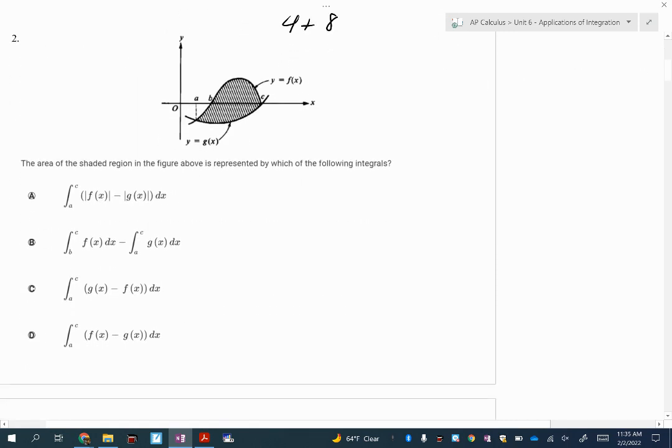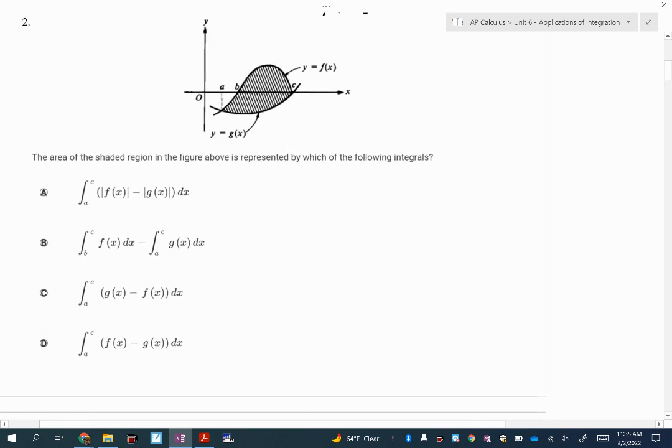Number 2 says the area of the shaded region in the figure above is represented by which of the following integrals? It looks like we're going from A to C, and f of x is above g of x the entire time. So I'm looking for the integral from A to C of f of x minus g of x, which is going to be D.